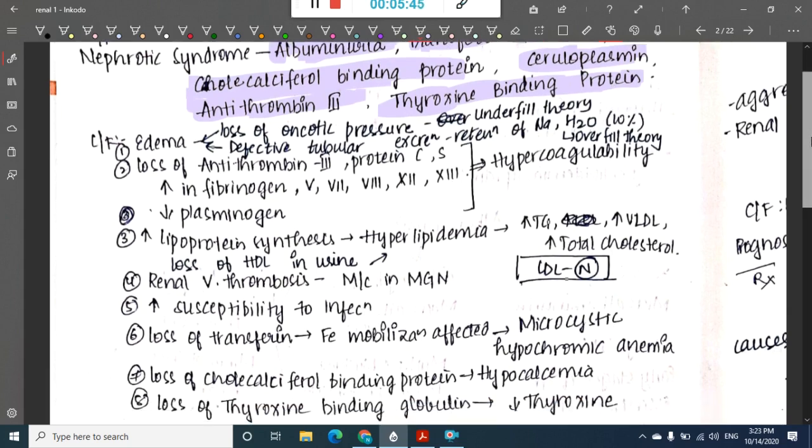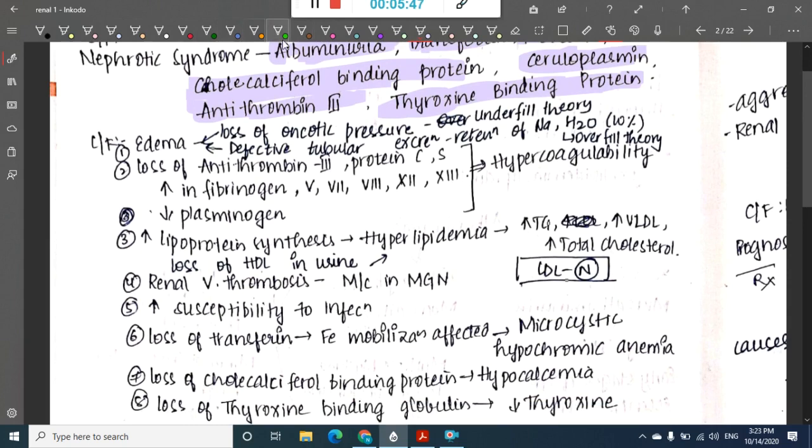One thing which is very important in nephrotic syndrome is there is loss of oncotic pressure, so there will be edema.